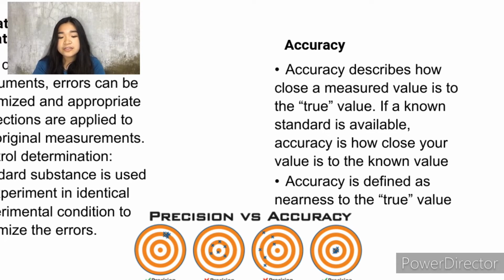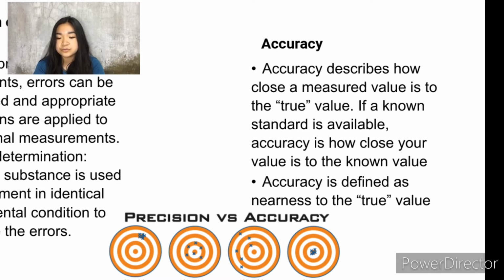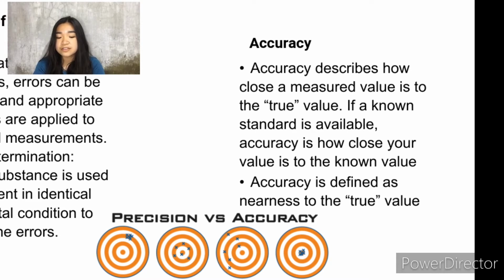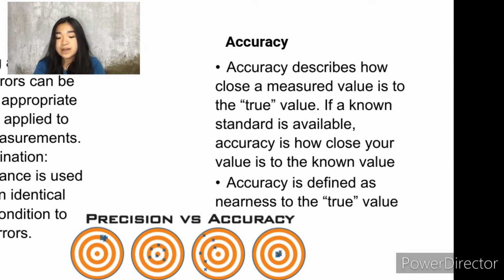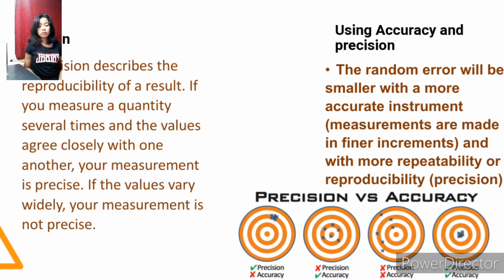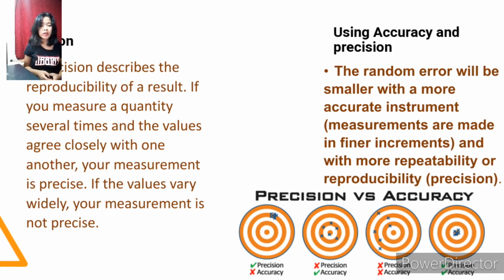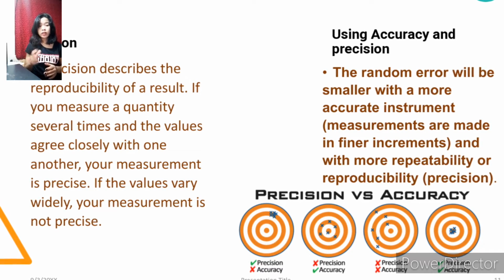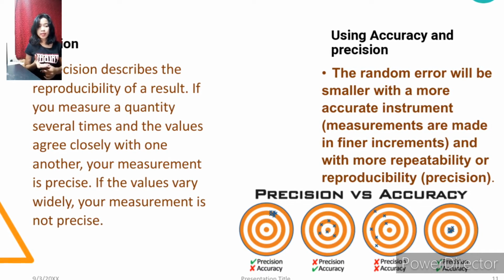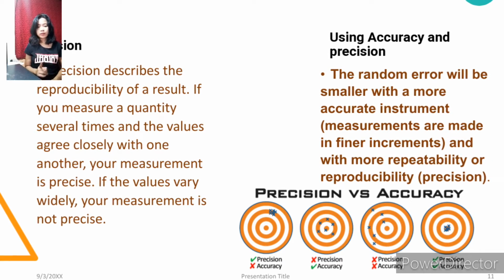Accuracy. Accuracy describes how close a measured value is to the true value. If a known standard is available, accuracy is how close your value is to the known value. Precision. Precision describes the reproducibility of a result. If you measure a quantity several times and the values agree closely with one another, your measurement is precise. If the values vary widely, your measurement is not precise.